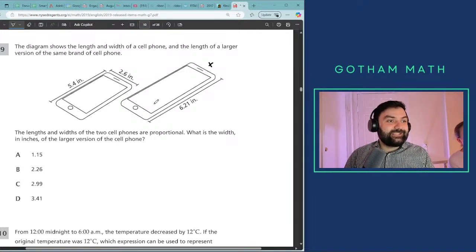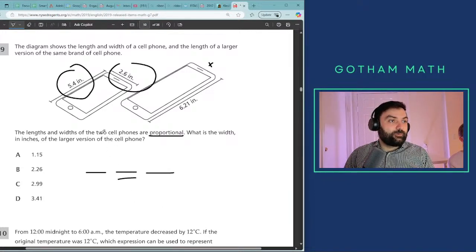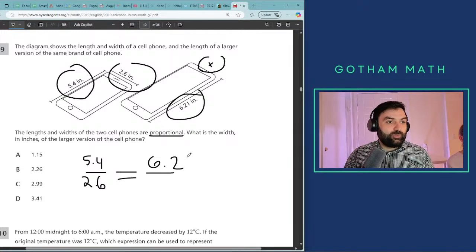And since they said it's proportional, we can create a proportion, right? A proportion looks like this. Fraction equals another fraction. In the first fraction, we're going to put length over width of the first version, the shorter version of the phone. And in the second fraction, we're going to put length over width of the second. So this over this. So 6.21 over x. And this is enough.